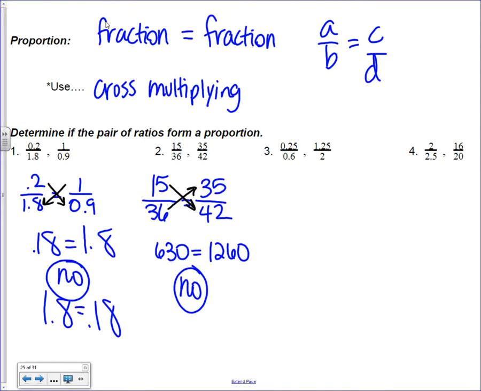Really, this is the same thing as what you were just doing with the dividing. It's just a different way to look at it.